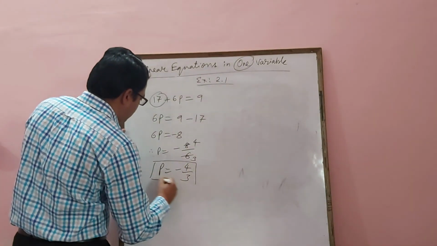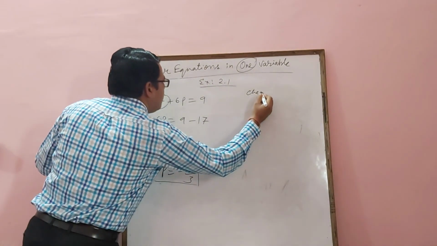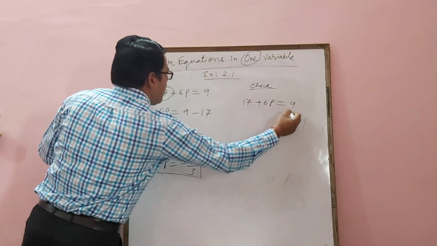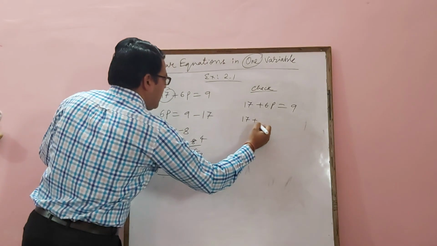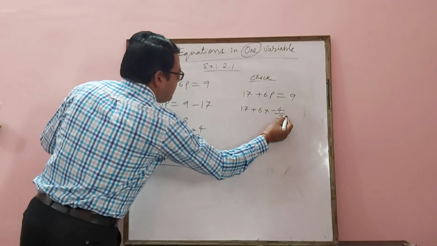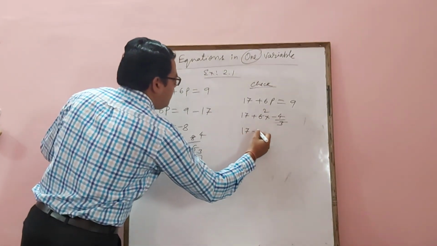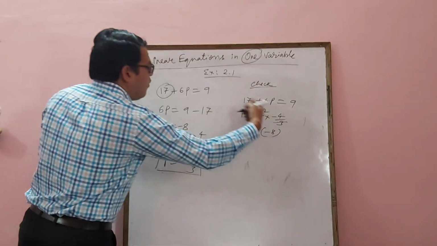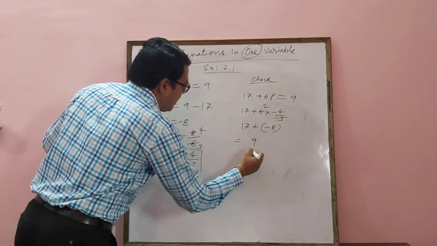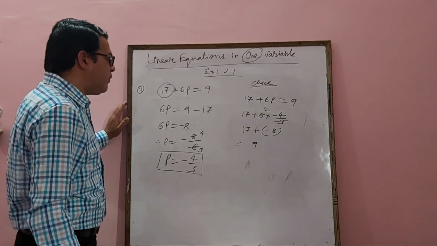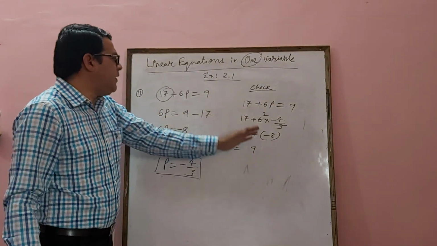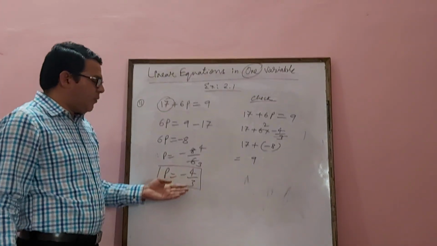This is the solution. Now we can check it also. 17 plus 6p equals 9. See, 17 plus 6 into p. The value of p is minus 4 by 3. Now 6 is 2 times divisible by 3. It is 17 plus then minus 8. 4 twos are 8 in minus. Now 17 minus 8, of course 9. If you subtract 8 from 17, we have 9. And 9 is the value of the right hand side also. It means p equals minus 4 upon 3 is the solution.